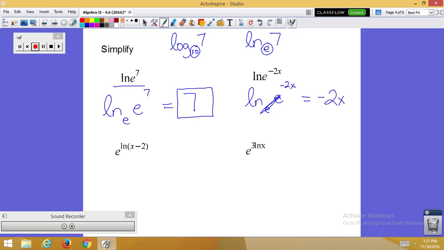It works when e is the base and the natural log is the exponent also. I can think of this as a base e here. These cancel, and this is just equal to x minus 2. The last one on the page is the only thing we have to do a little work for. Remember when this 3 is sitting out front that's actually an exponent. I should rewrite this as e to the power of natural log x cubed before I simplify. Then my base e's will cancel, and this should just be equal to x cubed.